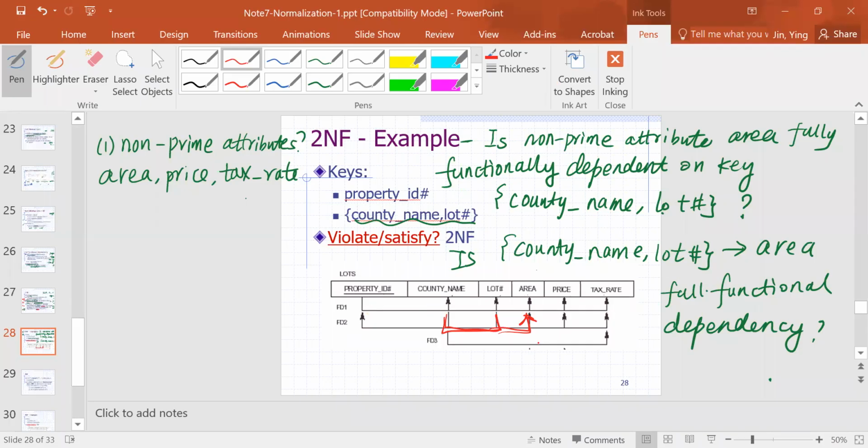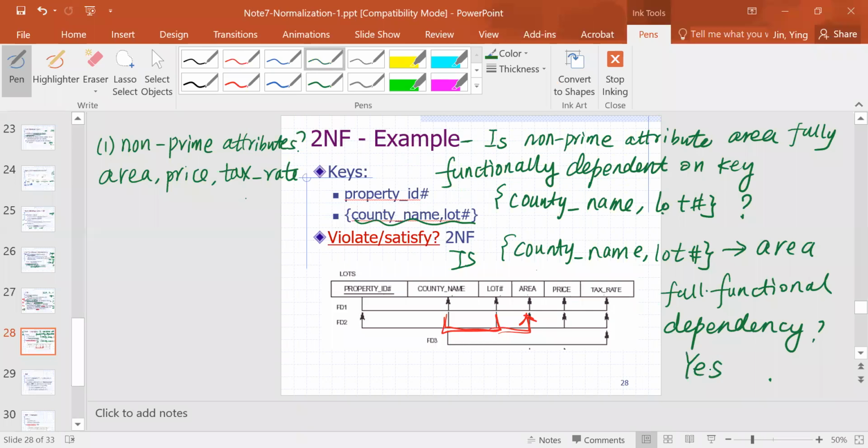But from what I can see here, I cannot remove county name. In other words, from the three functional dependencies we have, if we have no county name, just lot number to area, this is not true. From the functional dependencies and the inference rules, I cannot produce the result of lot number to area. Same thing, I cannot produce the result for county name determining area. We don't know that. So that's why I need both county name and lot number together to determine area. So that's why this is a full functional dependency.